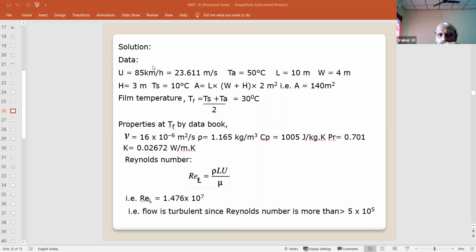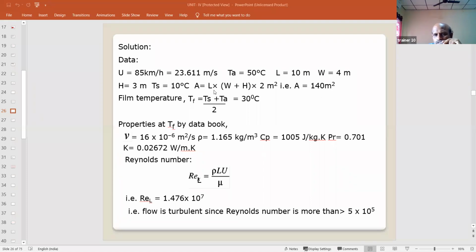So this is the solution. This is the given data. Velocity is given. Fluid atmospheric temperature is given. Length is given. Width, height, surface temperature is given. Okay. So what is area? Area equal to L into W plus H, okay, so into 2, because top surface and bottom surface.